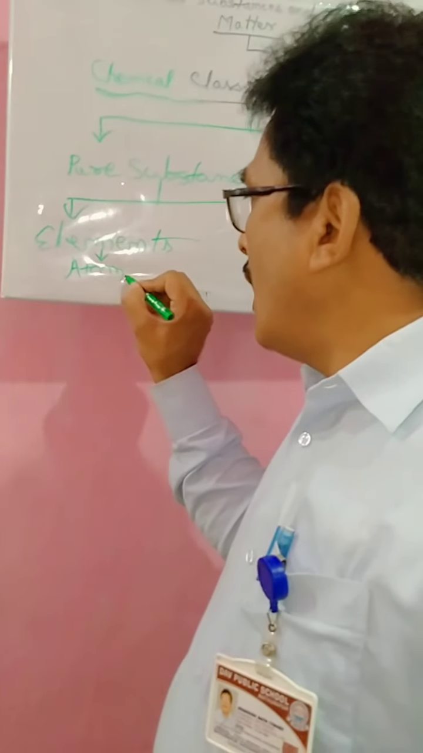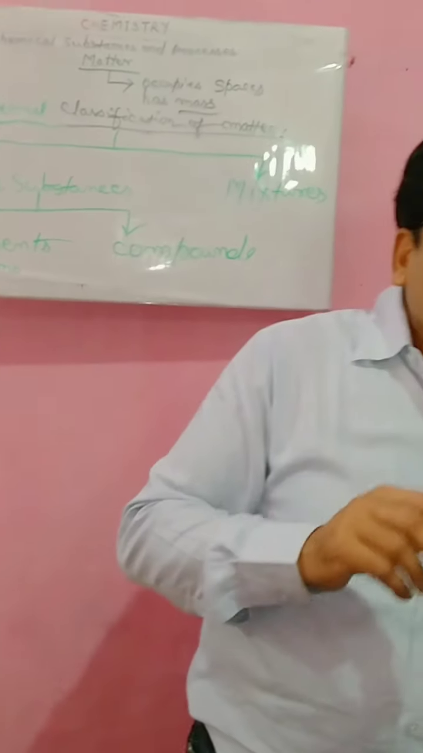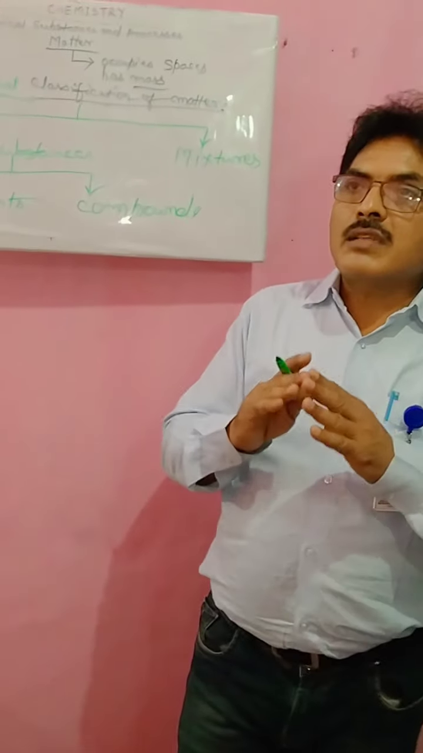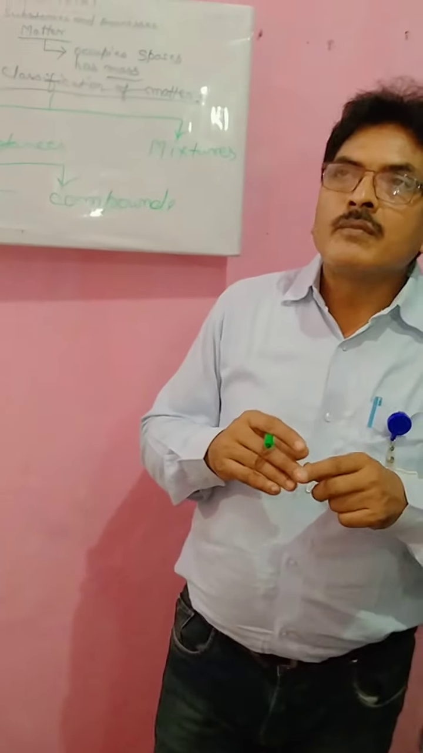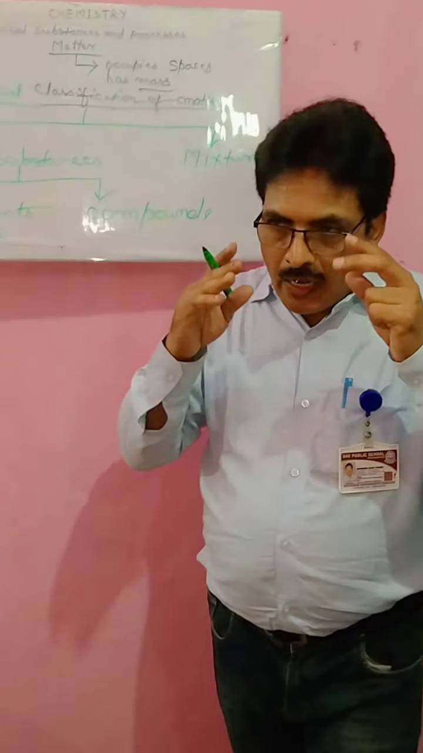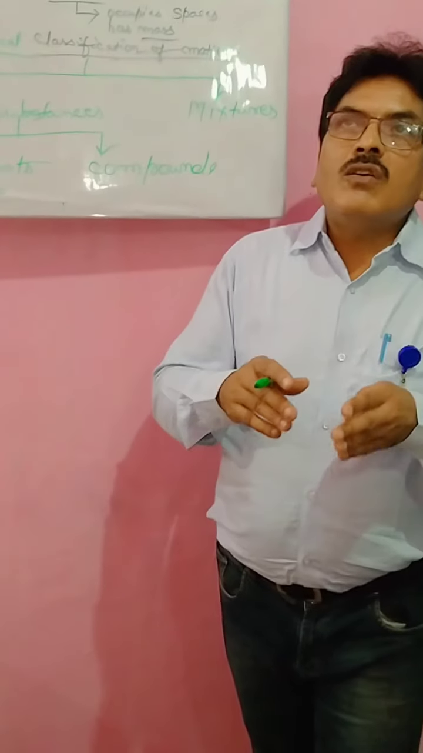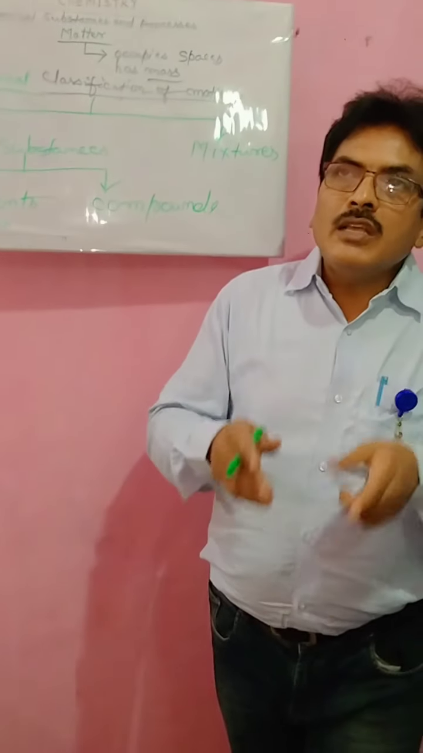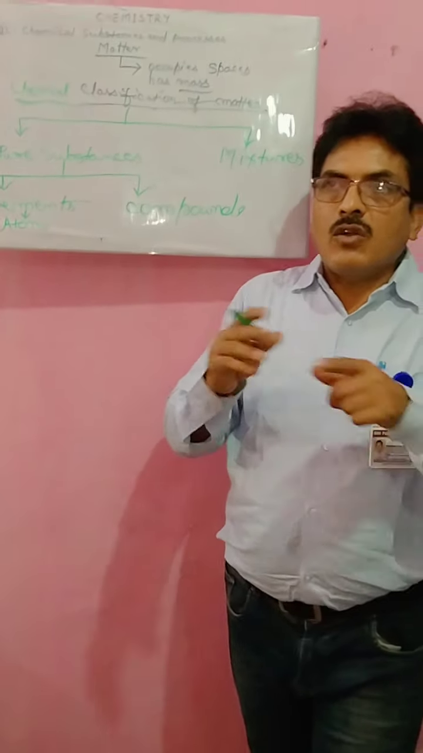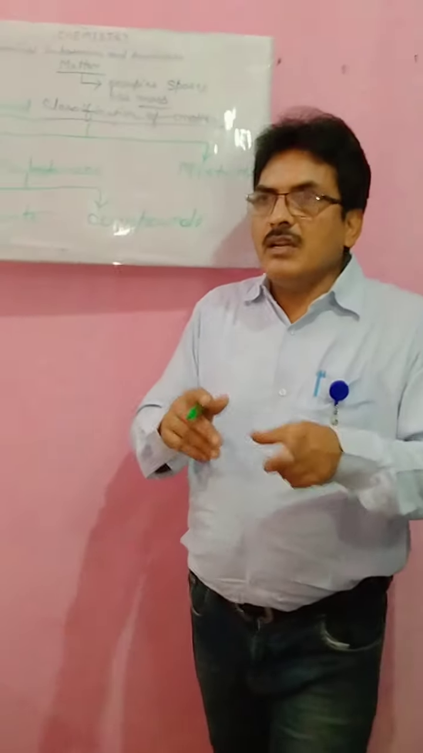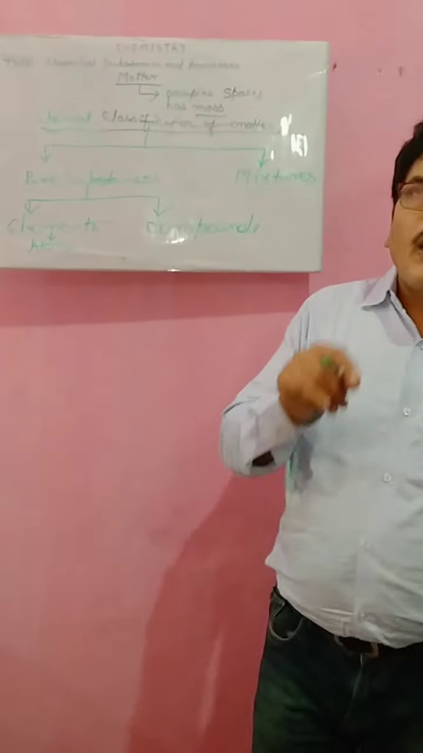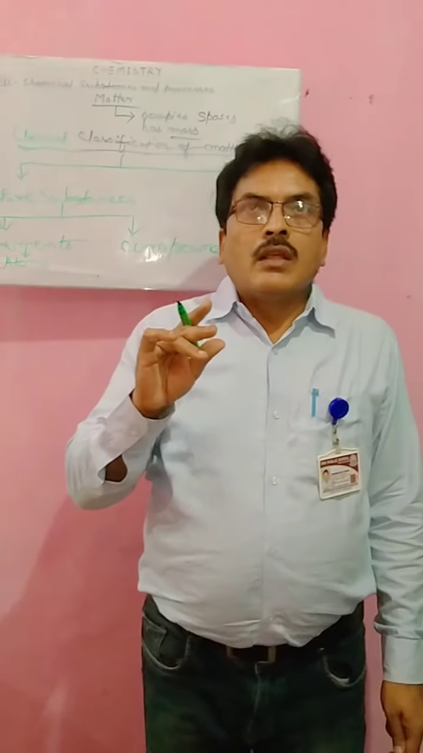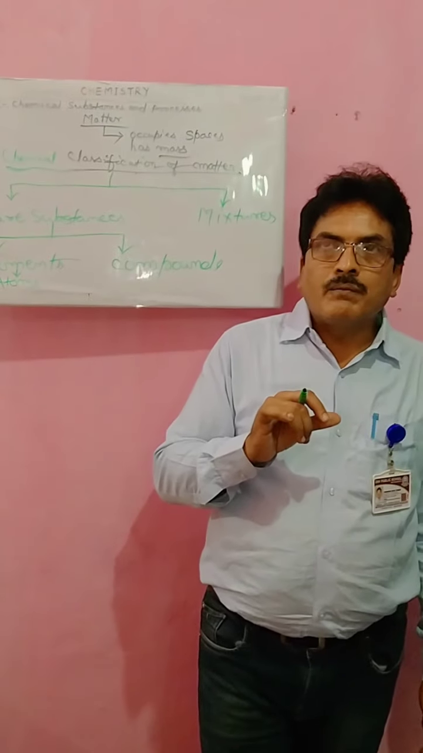Now, the definition of atom is that atom is the smallest particle of the element which can take part in the reaction but cannot exist in the free state. Right? And as per Dalton, it cannot be divided into simpler particles. That's why it was named atom. Atom: it cannot be divided. But in the modern era, it can be divided into three fundamental particles: electron, proton, neutron. This is the definition of the atom.